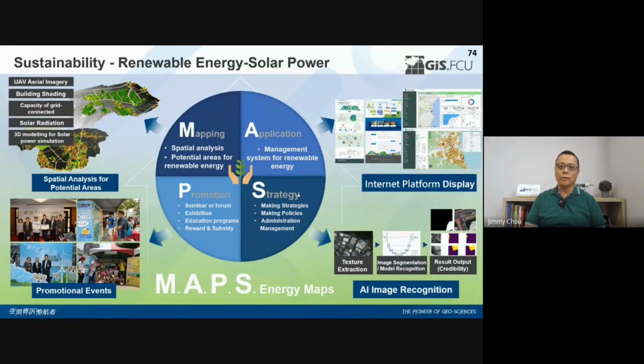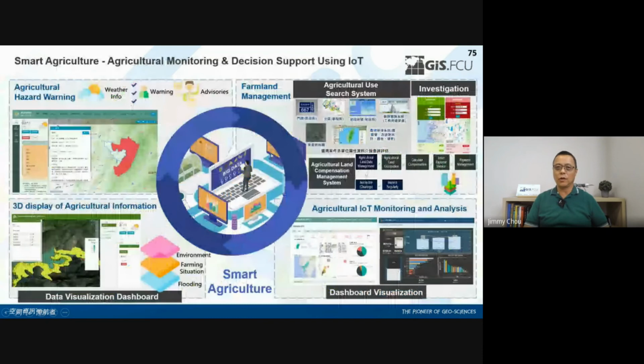For example, in Taiwan, the government tried to have solar power applied and promoted. It's very necessary to produce some kind of energy maps. And to create an energy map, we require UAV. We require the building shading. We require to know if this building can create very good solar power because it has very good solar energy during the daytime. It's possible. So with all this kind of thing, we can create a much better sustained environment.